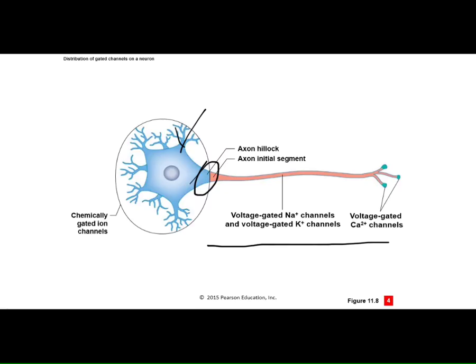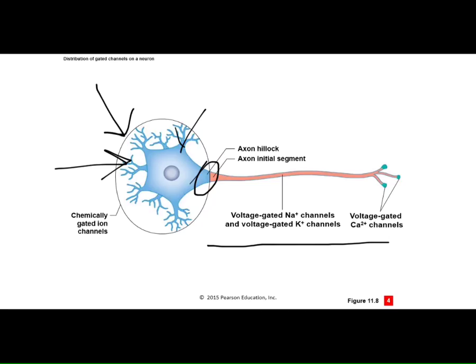Where are these different channels in this cell? Well, when those signals are received from other neurons coming in at the dendrites, and sometimes signals can come in right to the soma, can't they? At that location, there are going to be chemically gated ion channels. Then, right here, at the axon hillock and going down the axon, there are going to be a large number of voltage-gated channels, both for sodium and potassium.